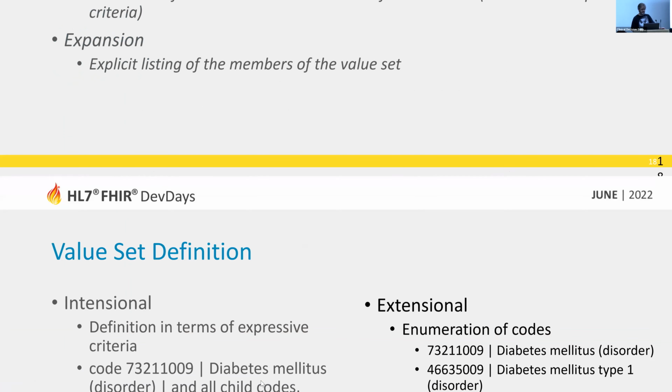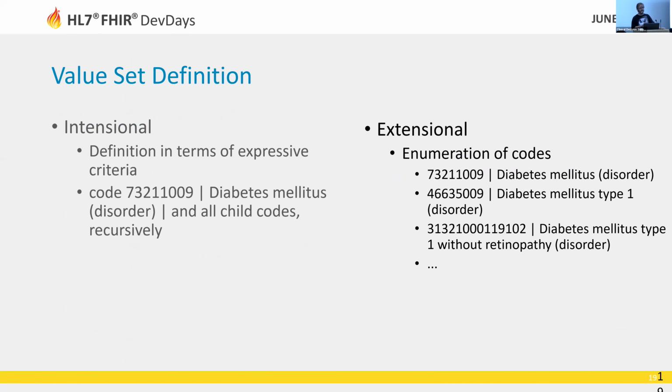All right, so the value set definition comes in two flavors. It can be intentional, where it's defined in terms of expressive criteria. So give me the code diabetes mellitus and all child codes recursively. Or it can come in an extensional flavor, where it's just an enumeration of codes. Give me diabetes mellitus type 1. And for a given version of the SNOMED code system, the intentional and extensional definitions might be exactly the same. But for different versions of the code systems, they might be different.